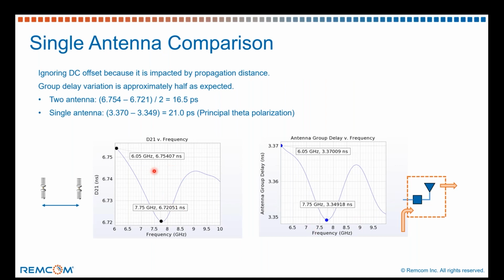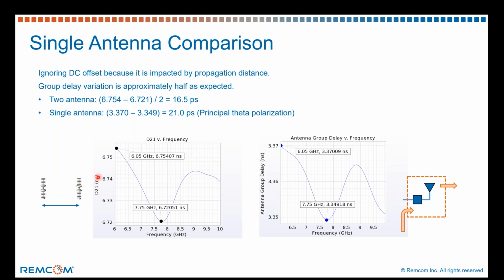And so here, the graph on the left is based on this 2-port antenna separated 2 meters. The graph on the right is using the antenna group delay metric that's new that we outlined. The first thing that you might note is the difference between 6 nanoseconds versus 3 nanoseconds. So we're going to ignore that DC offset just because the propagation distance, or the flight time between these 2 antennas, is going to be factored in. So we can go ahead and ignore that.